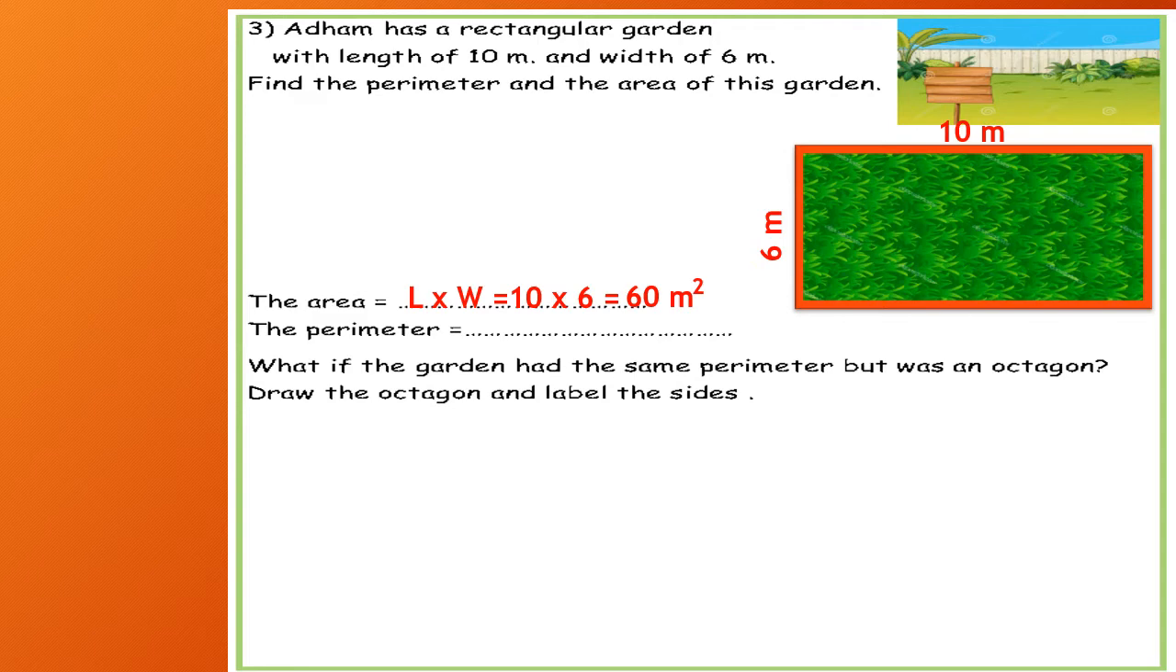And the perimeter of this rectangle, length plus width by 2. 10 plus 6 by 2. 10 plus 6 is 16, by 2, the double of 16 is 32 meters.